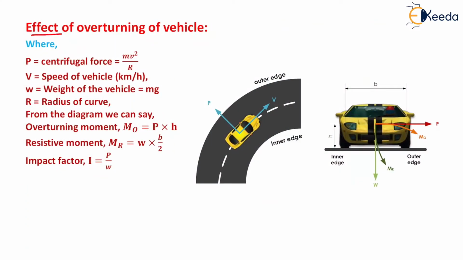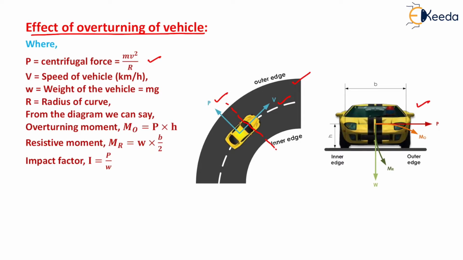Effect of overturning of vehicle due to centrifugal force P. Suppose there is a horizontal curve like this and the vehicle is moving with a velocity v. An outward force, known as centrifugal force, will be acting in the outward direction like this, denoted by capital P, and its value is mv square by r because it is a centrifugal force. We will see the cross section of this horizontal curve, which is shown here.